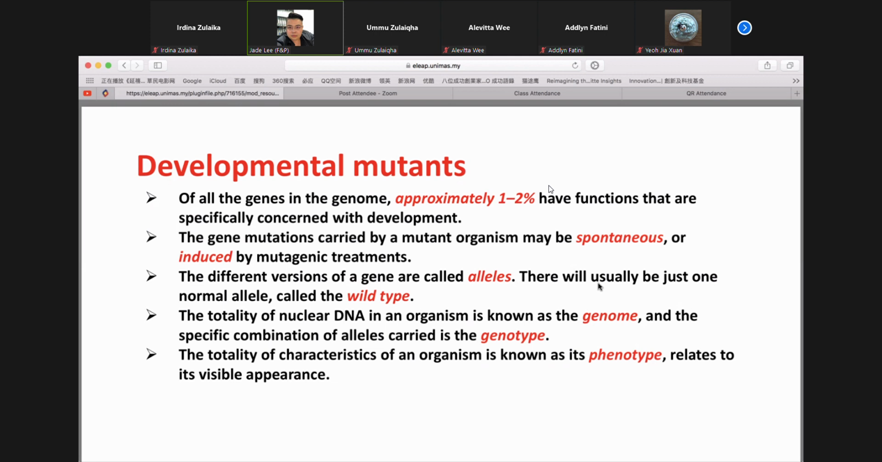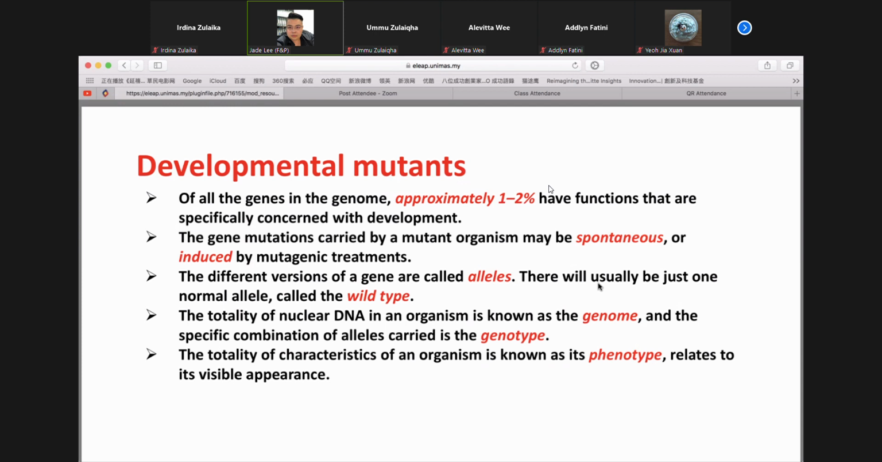Of all the genes in the genome, approximately 1 to 2% have functions that are specifically concerned with development. If we have 30,000 genes in the genome, it's approximately 1 to 2%, so about 30 to 60 genes, but I believe this number is too low. There are actually more genes with functions specifically concerned with development.